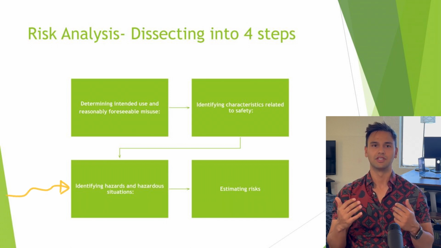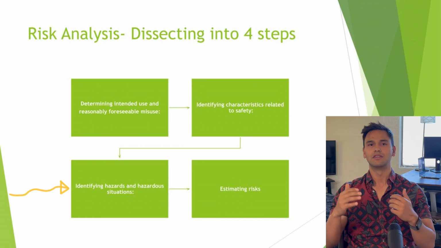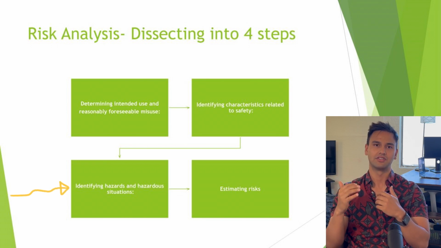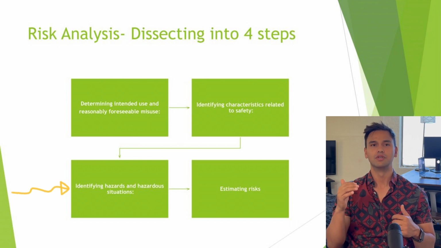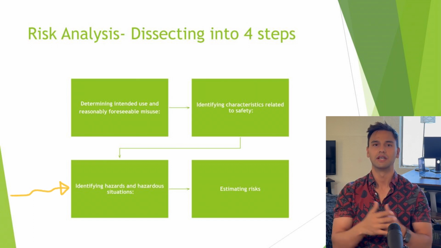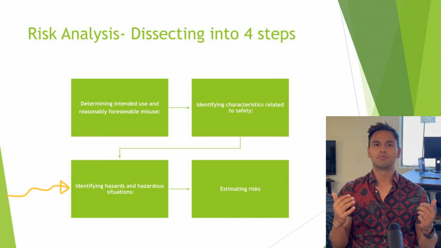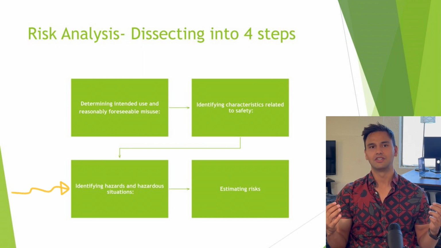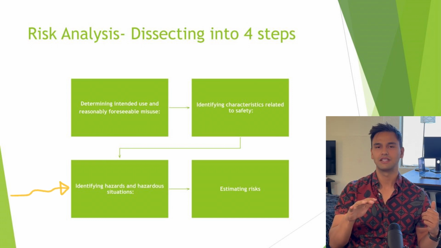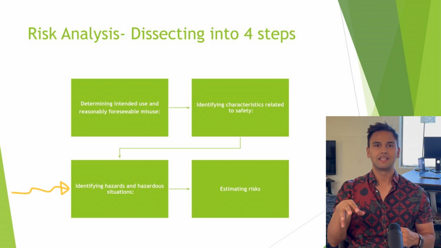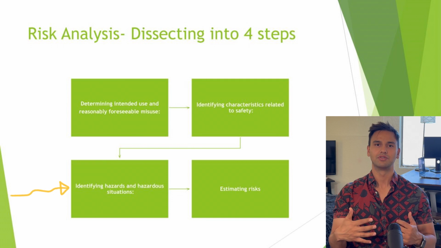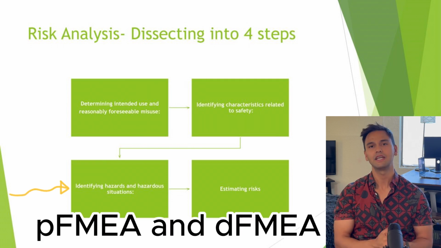And the third one will be identifying hazards and hazardous situations. So here we come to the nitty-gritty, right? Here we find out all the hazards and hazardous situations associated with a medical device and the specific situations in which those hazards can cause harm, right? A hazard is anything that could potentially cause harm, while a hazardous situation is a specific circumstance where the harm could occur, right? So this is the step where people mostly use PFMEA and DFMEA.